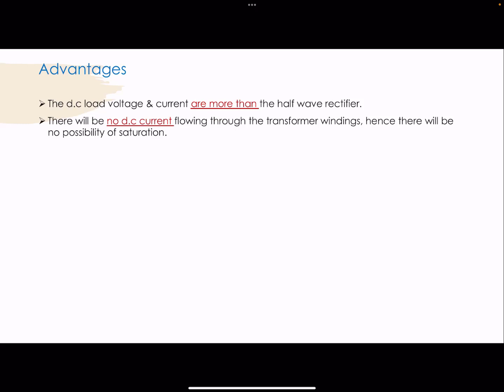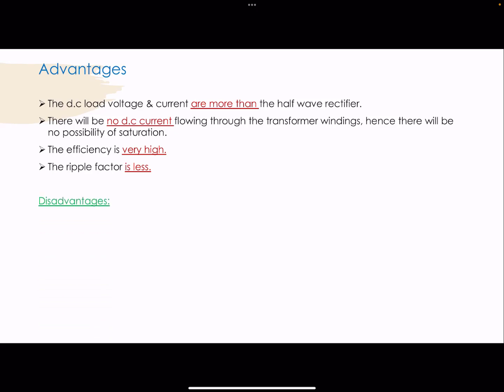Now let us see what are the advantages of the center tapped full wave rectifier. The first one is the DC load voltage and the current are more than that of the half wave rectifier. There will be no DC current flowing through the transformer windings, hence there will be no possibility of saturation, and the efficiency is very high in the case of the center tapped full wave rectifier, and it has less ripple factor.